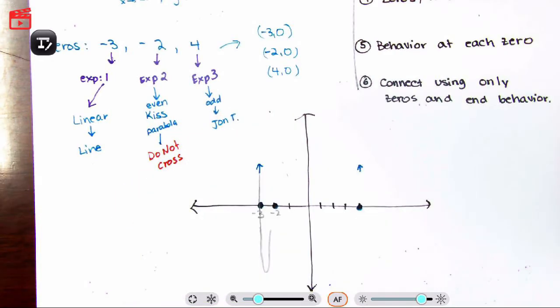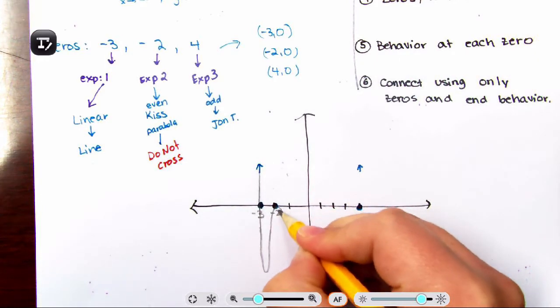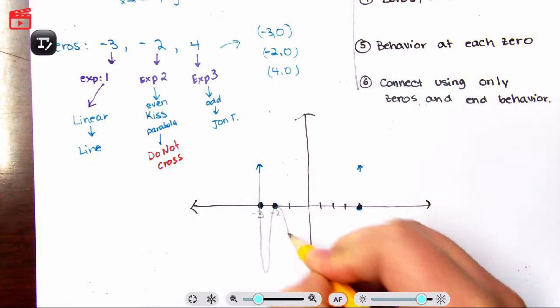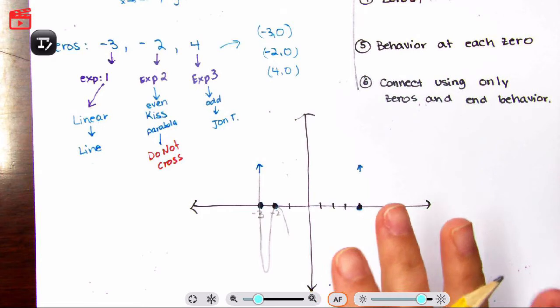So what does it mean to touch or kiss the parabola? That means we're just going to graze it, and then we're going to go back down. Now, somewhere here is our y-intercept. We can locate the y-intercept. I'm going to hold off for that.